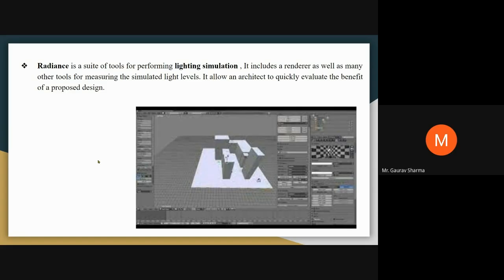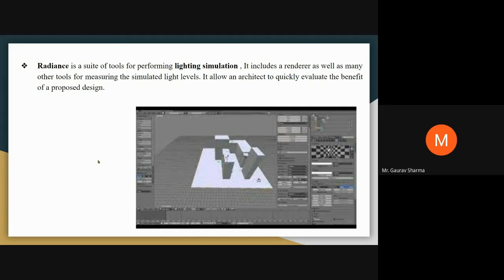Similarly, some software is available like Radiance, which provides you lighting simulation. That is, in which corner of the building how much light will be there for a particular sun path diagram or a particular position of the building, right? So it includes a renderer as well as many other tools for measuring the simulated light levels. It allows an architect to quickly evaluate the benefit of a proposed design. That means you can decide which facility should be provided in which corner.